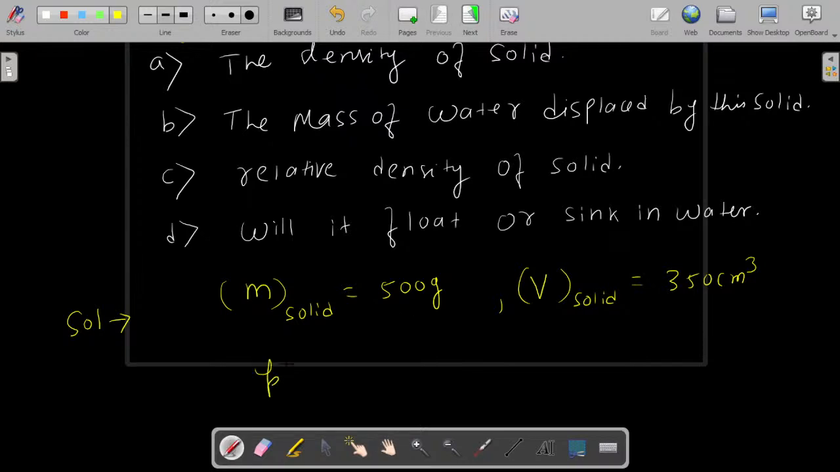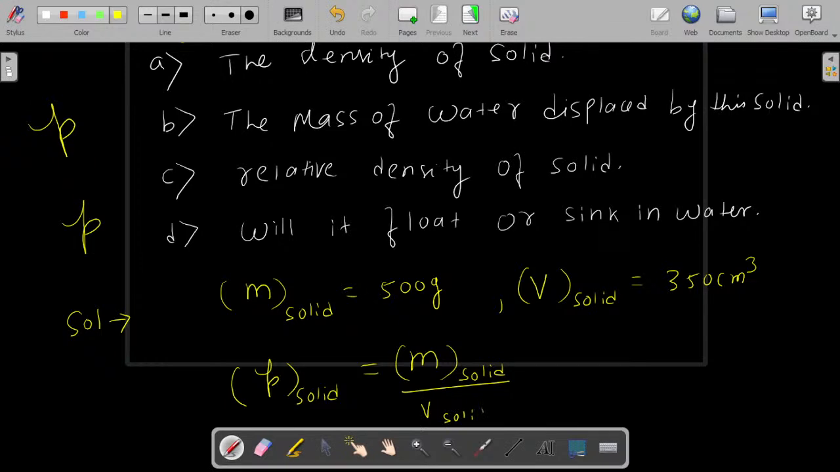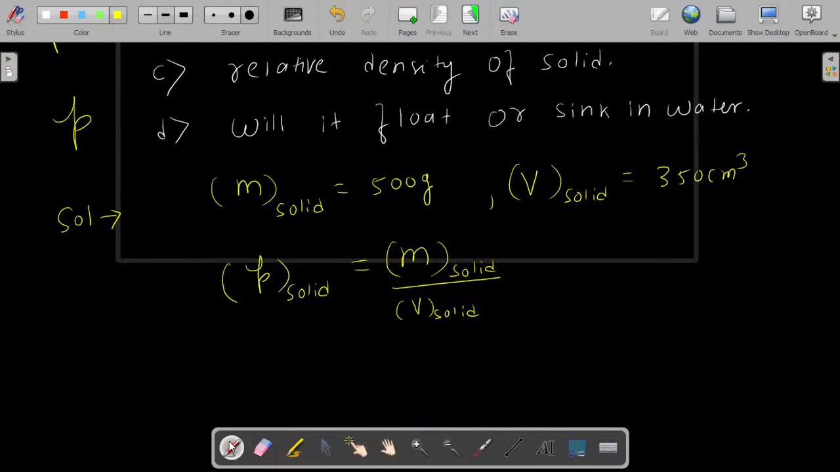So we have density symbol rho. This is called rho, a Greek letter. In this way you have to write. So the formula for density of solid is mass of solid upon volume of solid. Now put the values.